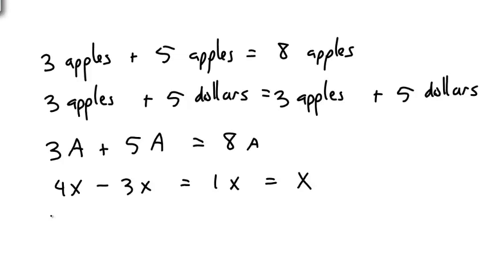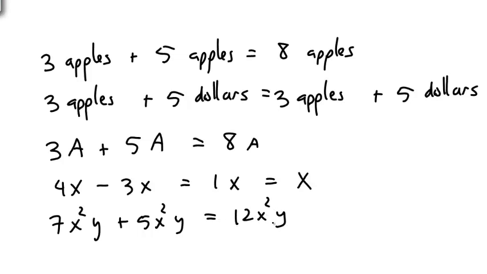And if you had 7x squared y plus 5x squared y, if the units are exactly the same, you can add 12x squared y. As soon as you change one thing, one single thing, 7x squared y plus 5xy, whoa, it's like apples and dollars. X squared y's and xy's are not the same, and therefore it's just 7x squared y plus 5xy.